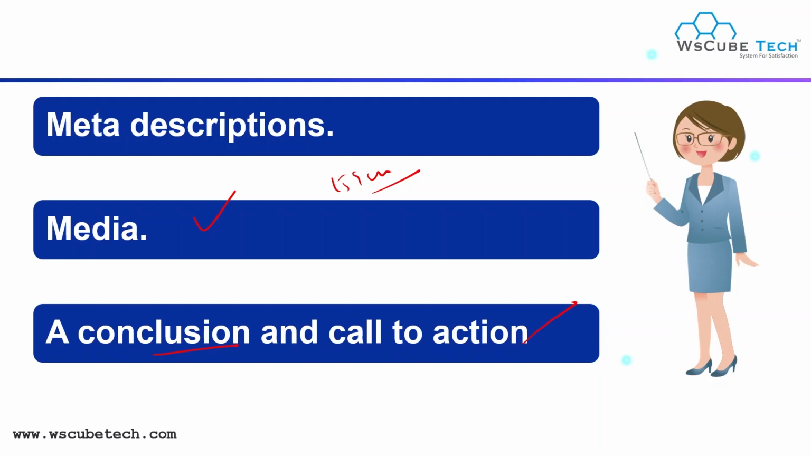Conclusion helps readers to digest your blog content and decide what to do next, and your call to action encourages readers to engage with your blogging content.